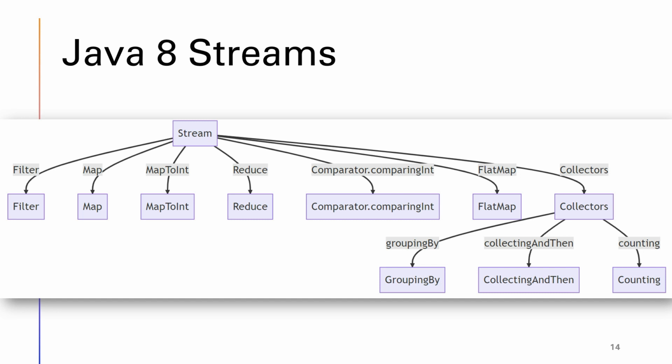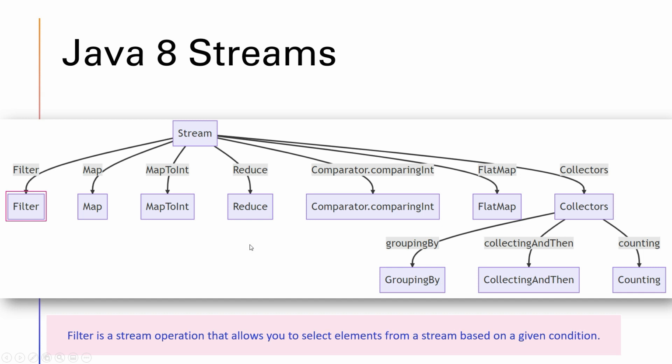The first one I'm going to talk about is filter, which is very important and mostly asked. So what exactly is a filter? As I spoke here, if you have a stream of elements, and based on a condition you want to select a few elements from the stream of elements, then filter is for you.